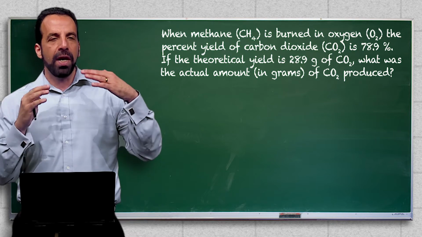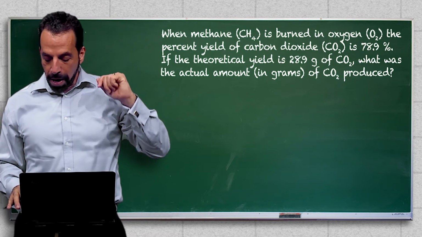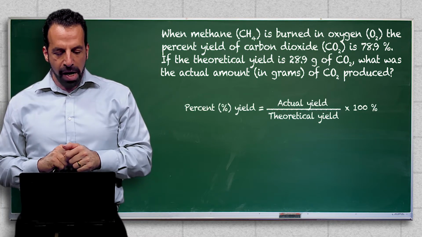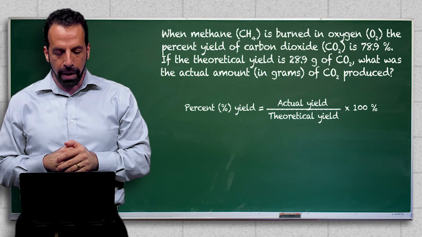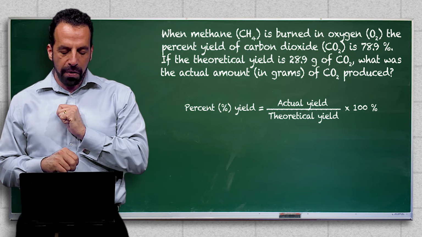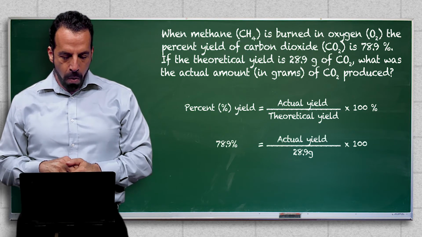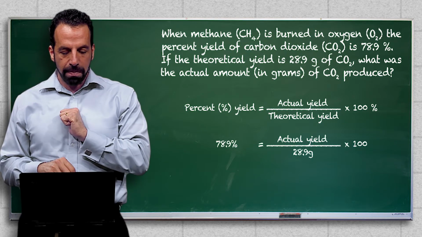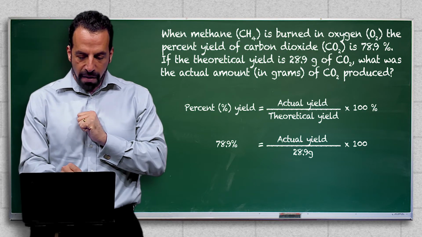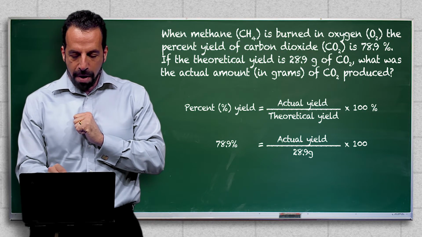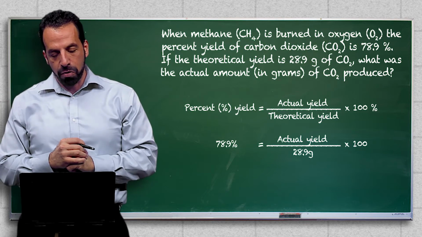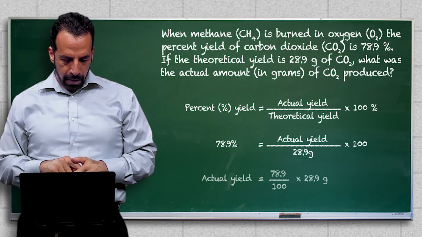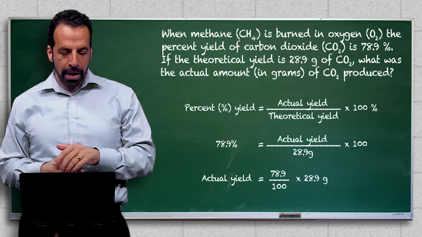So percent yield is actual divided by theoretical times 100. So again, your actual yield is always going to be less than your theoretical yield. Well, they gave us my theoretical yield. That's 28.9 grams. They gave us my percent yield, 78.9%. Well, how much did that student actually get when they ran this reaction? We do a little bit of algebra here.